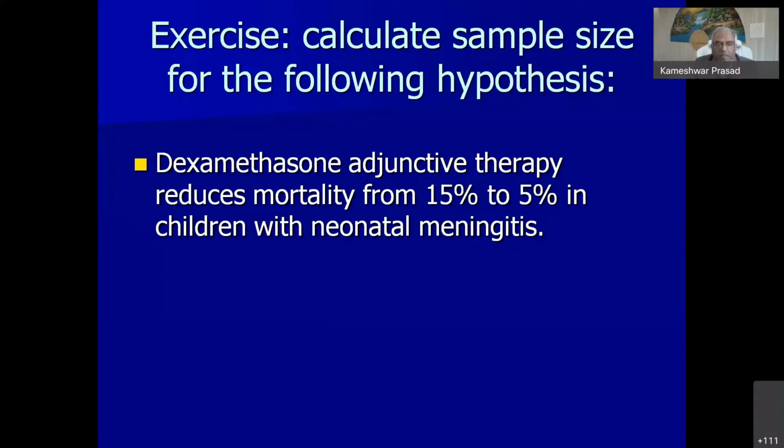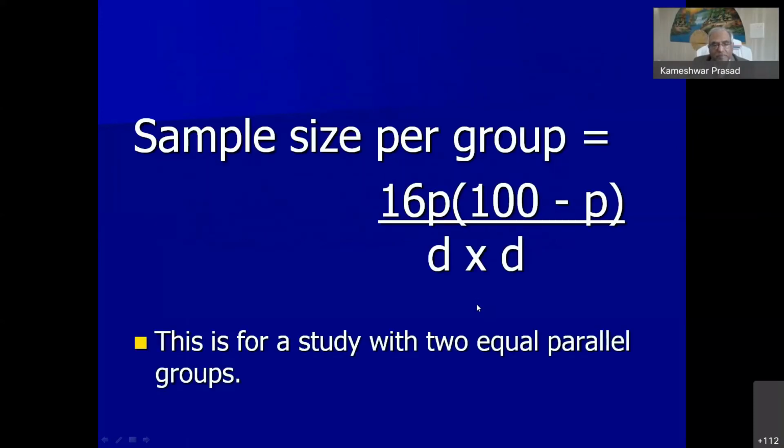144. Correct. So 144 per group. Remember, 144 per group. So the total sample size will be 288. This is the formula, and it is as simple as this. Now you can keep practicing, and you will get better and better.